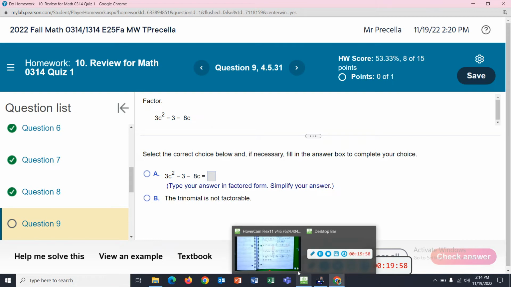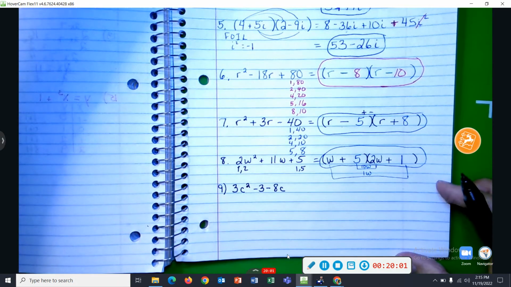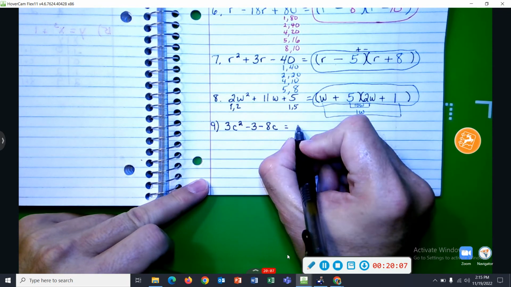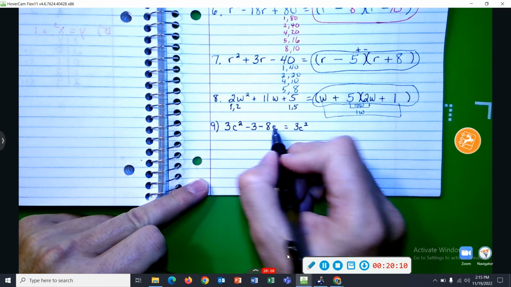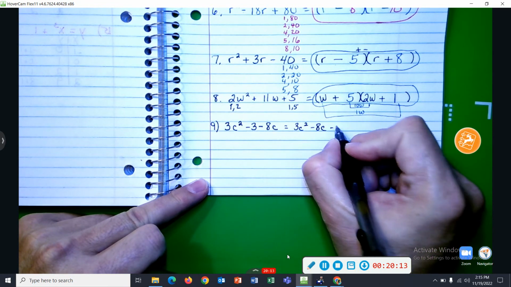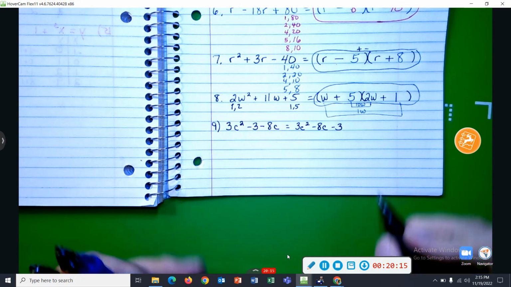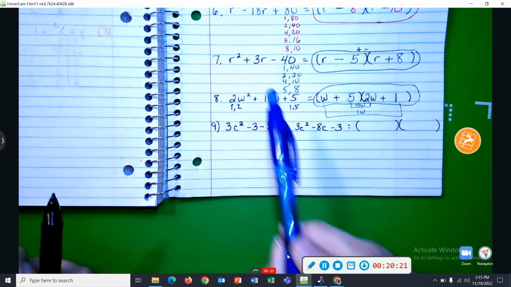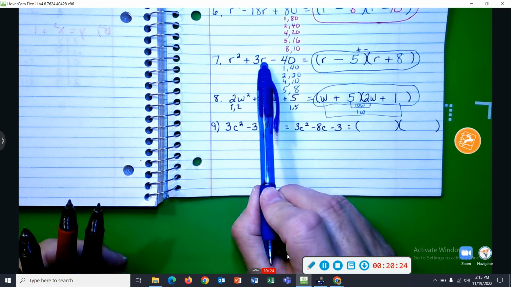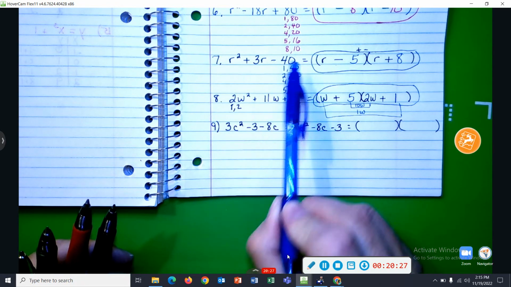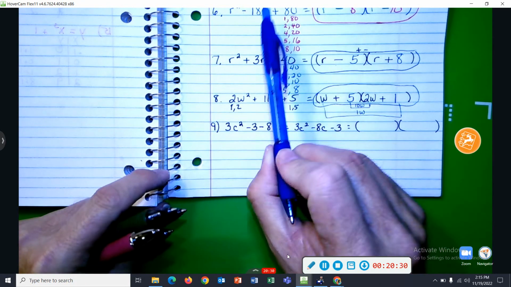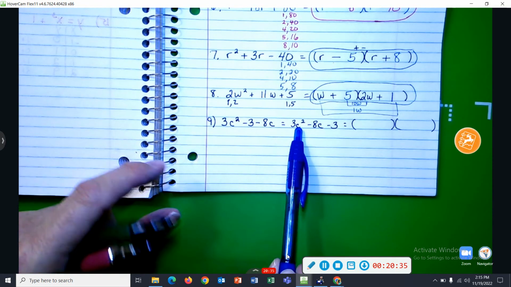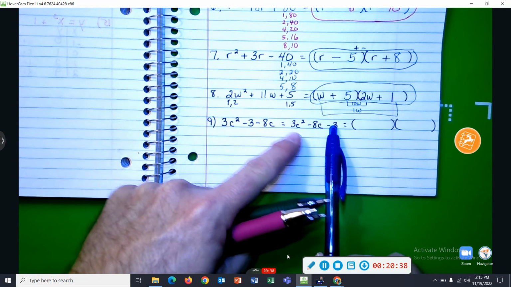So the first thing I will do on this one is write it in the form 3c squared, then a minus 8c, and a minus 3. And I'll draw my two sets of parentheses. Notice how it's always in standard form, r squared, or a descending form. R squared, r, constant. W squared, w, constant. Up here, r squared, r, constant. That's why we needed it. C squared, c, constant.